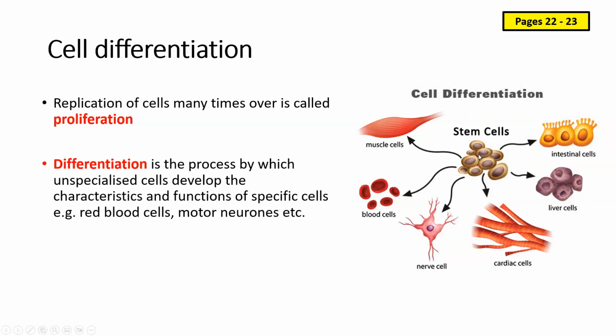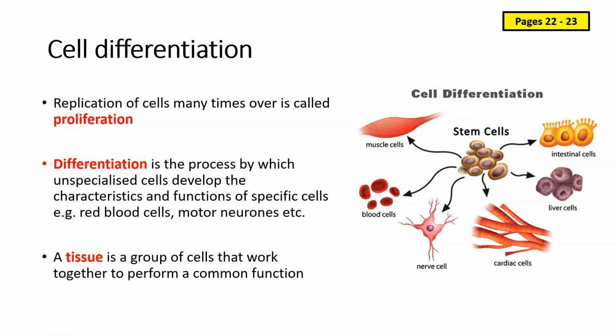And how that's achieved is through the process of differentiation. Now, differentiation is when these blank canvas, unspecialized stem cells will start to develop characteristics that are specific to a certain cell type. So, for example, we've got hepatic cells or liver cells, cardiac muscle cells, nerve cells, and so on. We know that cells of one type are known as a tissue, and these all work together to have a common function. So for example, skeletal muscle cells or intestinal cells working together.